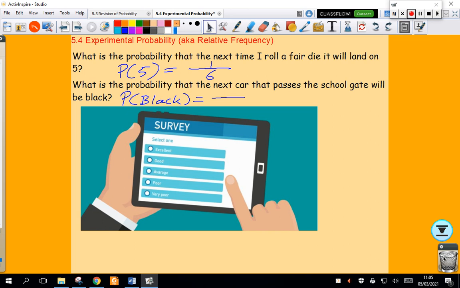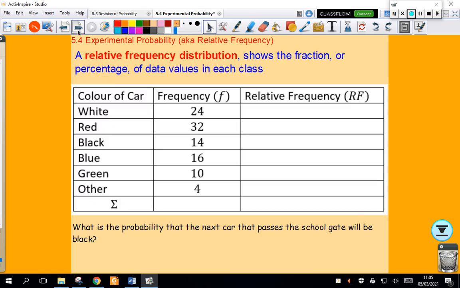So instead of looking at every single car, we take a sample. So suppose I go along and I take a sample of cars and I collect my results and I put them into this table. So I've got my colour of car and the frequency. So in my sample, 24 of the cars were white, 32 were red, 14 were black cars, 16 blue cars, 10 green cars, and 4 of different colours.